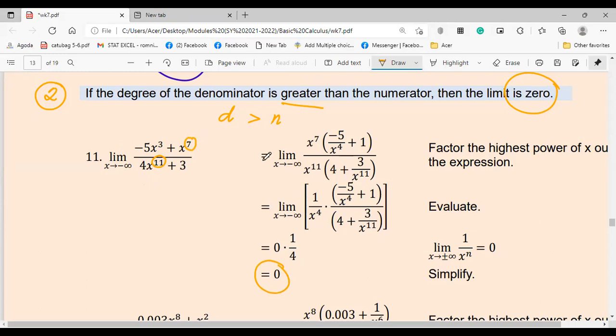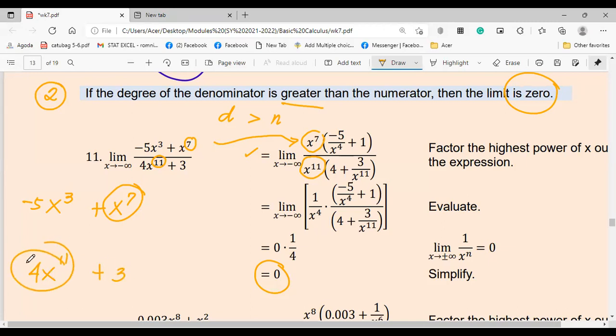Pero pag nakikita mo yung proseso, ito yung proseso, no? What do we do on the numerator? Ilabas natin yung highest degree, x raised to 7. And then, doon sa number 11, ilabas mo ang highest, x raised to 11. Ano ba yung sabi ko kanina? Ang sabi ko kanina, kunin mo yung highest. O, dito naman sa 4x raised to 11 plus 3, kunin mo din ito highest. So kung kunin ko ang highest sa numerator, kunin ko din ang highest sa denominator.